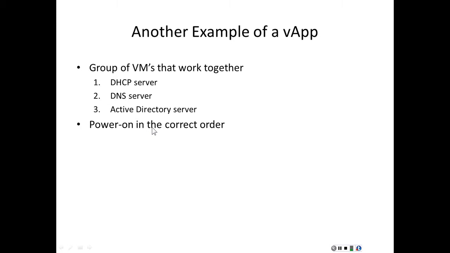Another example of a vApp. Typically, these three infrastructure servers, you would want your DHCP server to start first because the DNS server requires that machines have IP addresses, and then we would want the DNS server to start next because Active Directory is based upon DNS. Another example of a vApp, and we can configure the correct startup order.